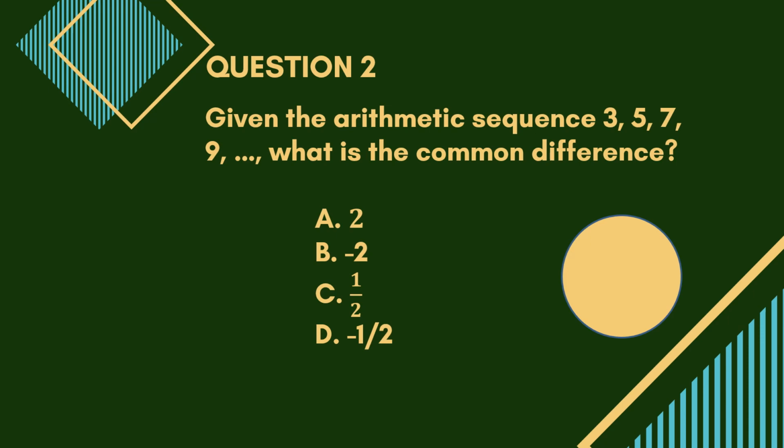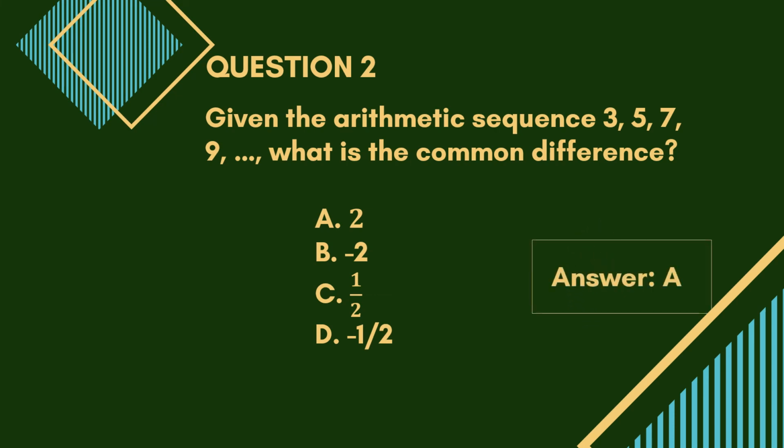Again, given the arithmetic sequence 3, 5, 7, 9, and so on, what is the common difference? Letter A, 2. Letter B, -2. C is 1/2 and D is -1/2. Your time starts now. Time is up. The correct answer is A, or 2. A very nice job. We will now proceed to our third and final question.